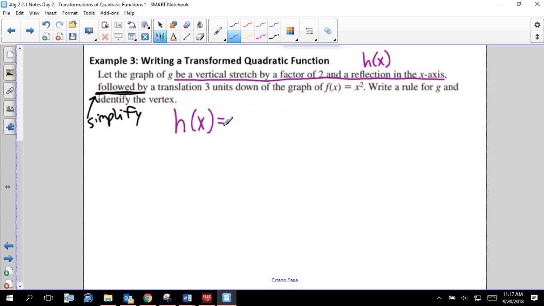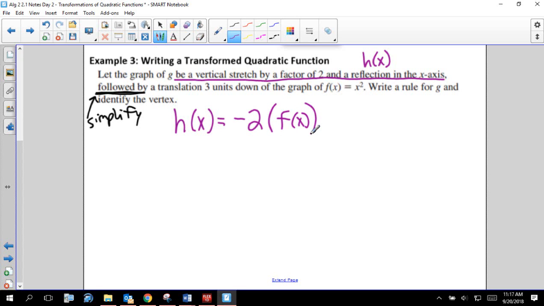is a vertical stretch factor 2 and a reflection in the x-axis. Vertical stretch is vertical, reflection in the x-axis. Is that vertical or horizontal? They're both vertical, so they both go on the outside. They're also both multiplication, so we're going to multiply -2 by whatever our function is. We're going to take -2 and multiply by our f of x function.